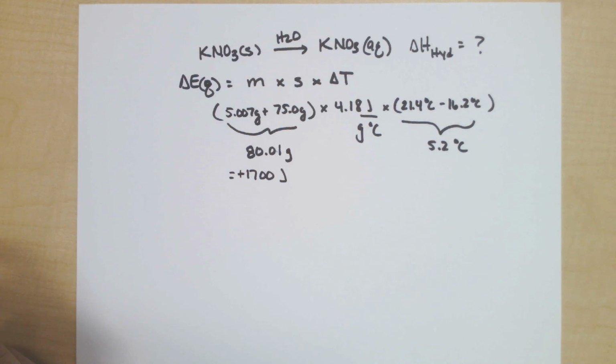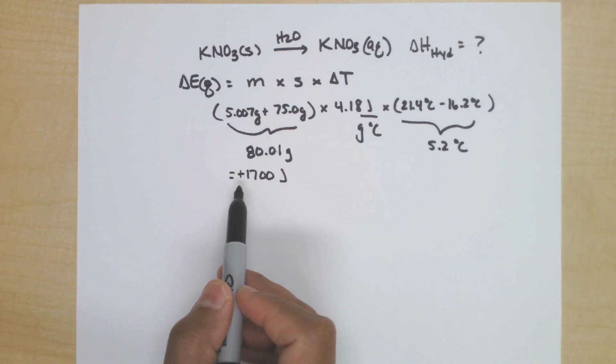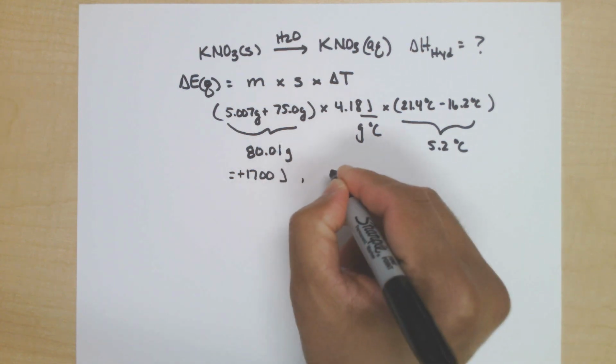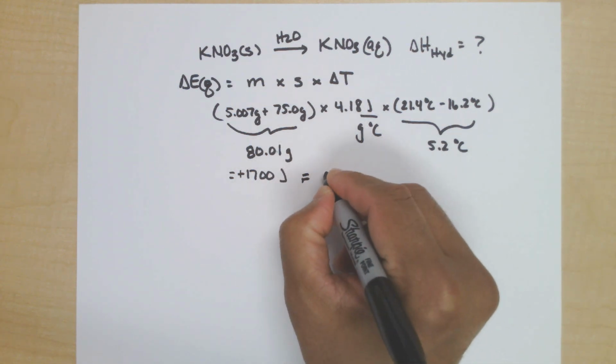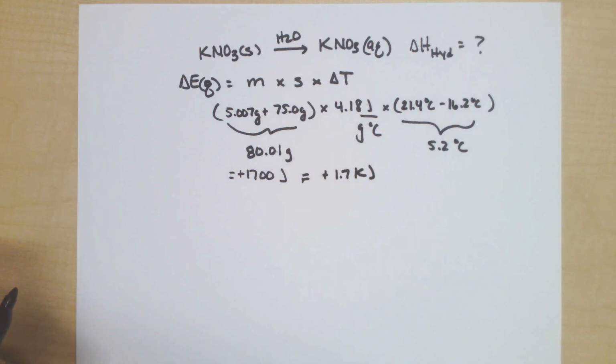The process of dissolution of this potassium nitrate salt is endothermic. Heat went from the surroundings, the water, into the salt to dissolve it. We know this because the temperature of the solution decreased. The change in the enthalpy should be reported as a positive value. This is also positive 1.7 kilojoules.